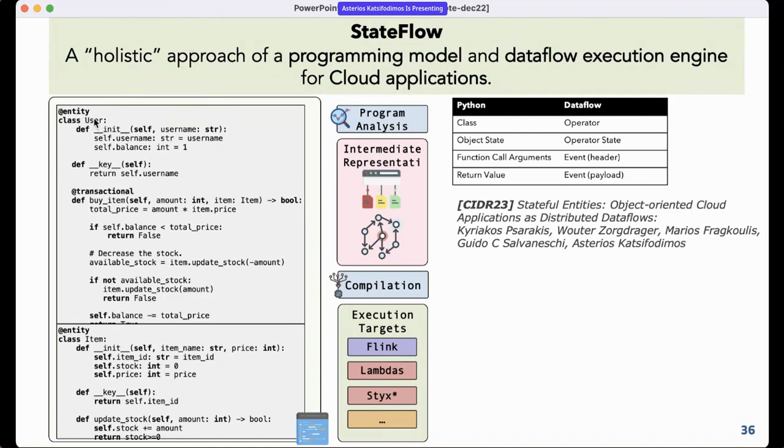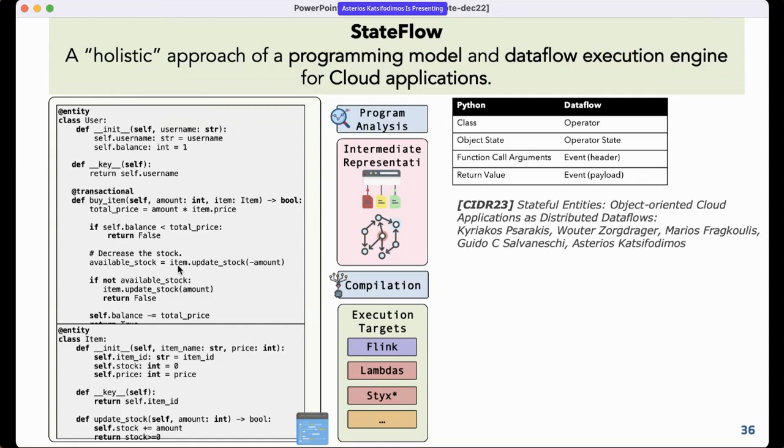So in this entity, which is basically the user, and you also have the item, what happens here? You have a user that has a transactional function call called buy item. You will find basically how many items of what amount you're going to buy. So how many items? Let's say 5 items. Of what price? Let's say $3 each. It will give you $15 in the total price. If your balance is smaller than the total price, simply declare that you cannot buy it. So return false. But if everything goes well, continue.